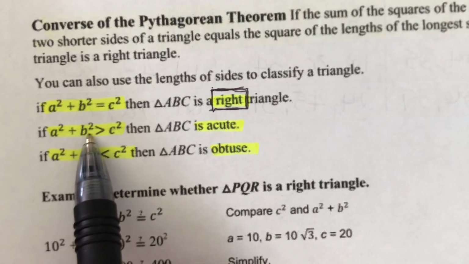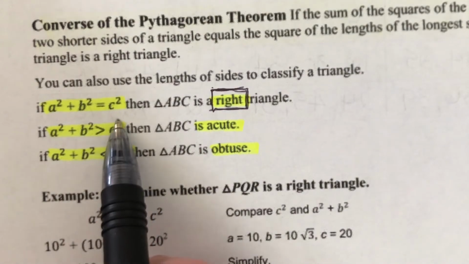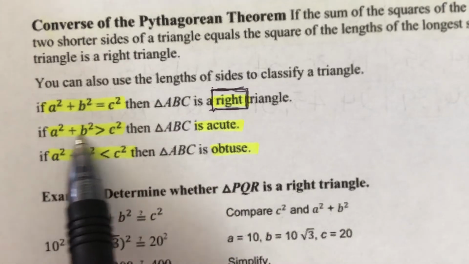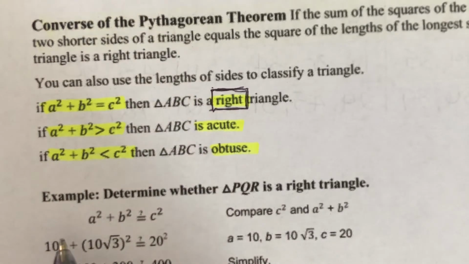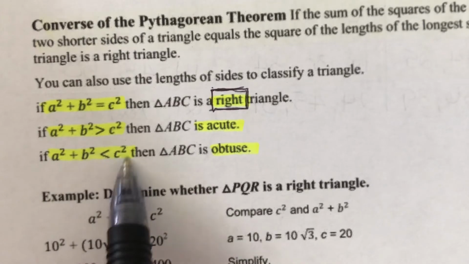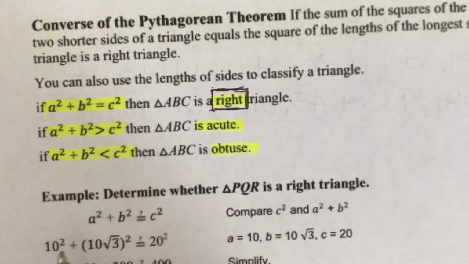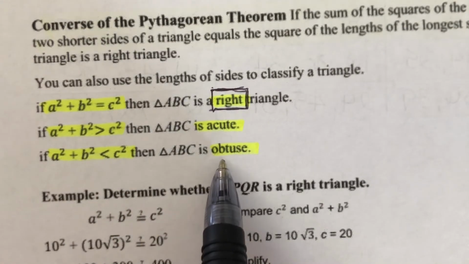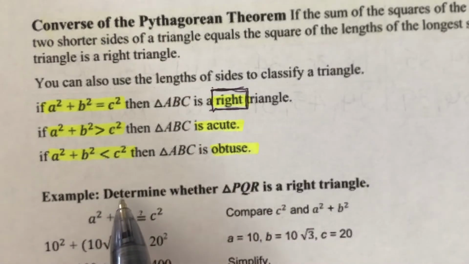So a squared plus b squared, and then we have c squared. If the longest side squared is less than the other 2 squared added together, then it's an acute angle, right? Meaning all the angles in the triangle are less than 90. If the longest side squared is bigger than the other 2 legs squared added together, then it's an obtuse triangle, which means one of the angles in the triangle is bigger than 90.